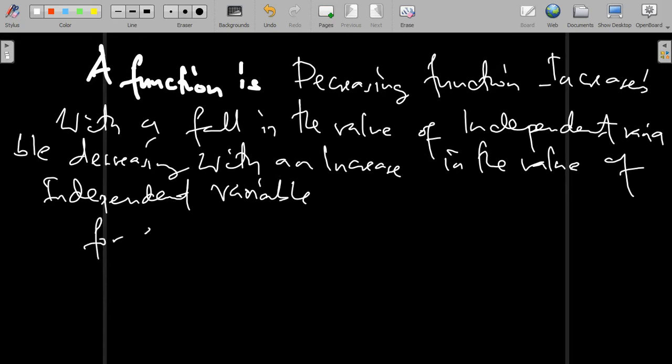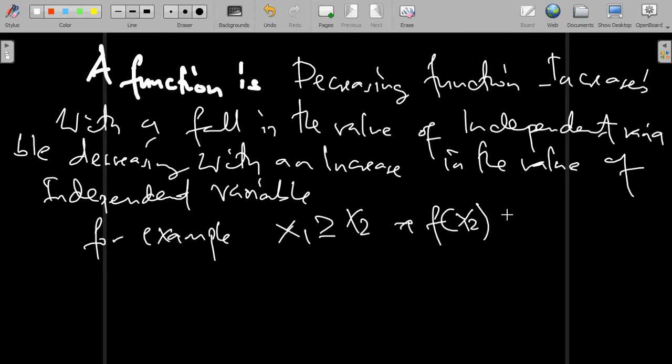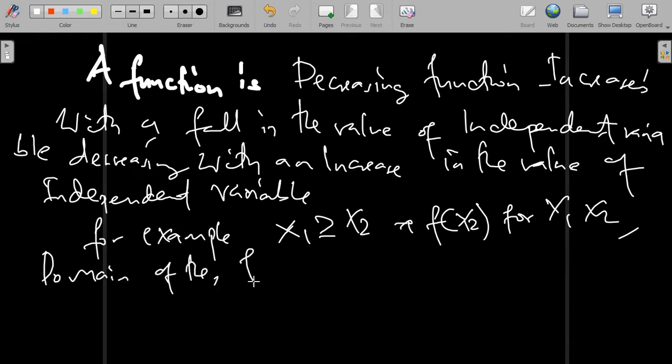So for example, x1 is greater than x2, and then f(x1) is less than or equal to f(x2), for x1 and x2 in the domain of the function.